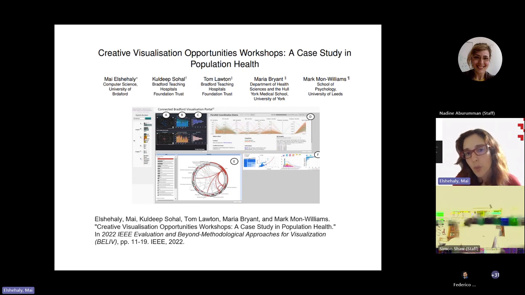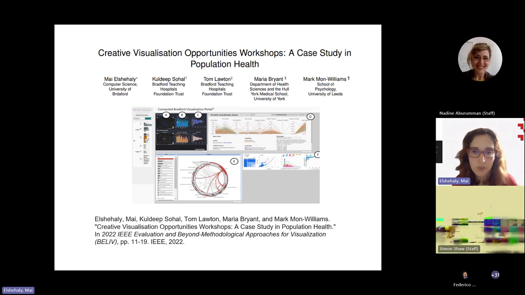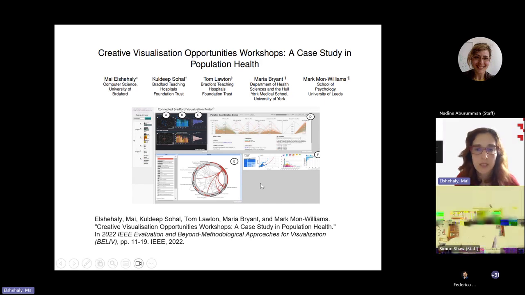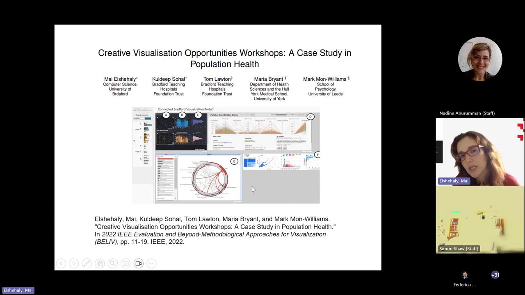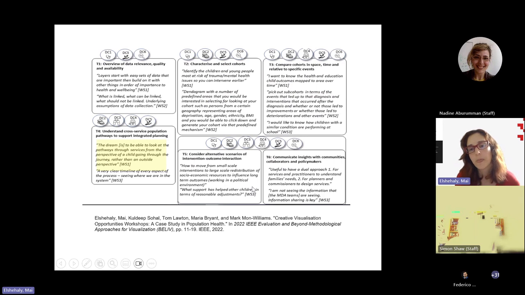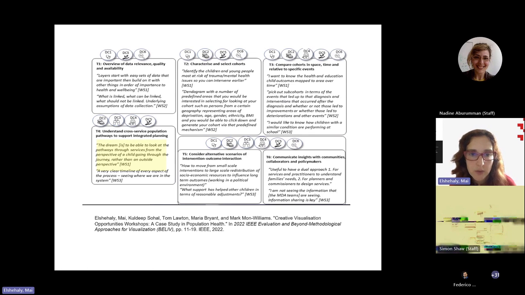And we asked them, what do you want to do and how do you want to use visualization, and what can visualization do to make your life a little easier if you're making decisions based on data like Connected Bradford data. And we published a paper about the results of these workshops, and the particular themes that came up from our thematic analysis of the results were also detailed in the paper.